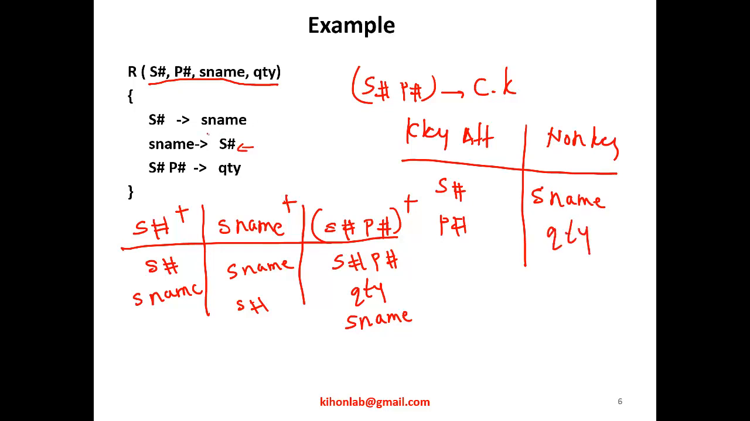Now here, to get to know the dependency, this complete candidate key S# P#, part of the candidate key derives S name. And what do you observe here? Part of the candidate key is present on the right-hand side. So this is called an overlapping candidate key, and this helps us to get to know the BCNF. And a complete candidate key deriving a non-key attribute is called a full dependency. So this overlapping candidate key helps us to get to know the BCNF.